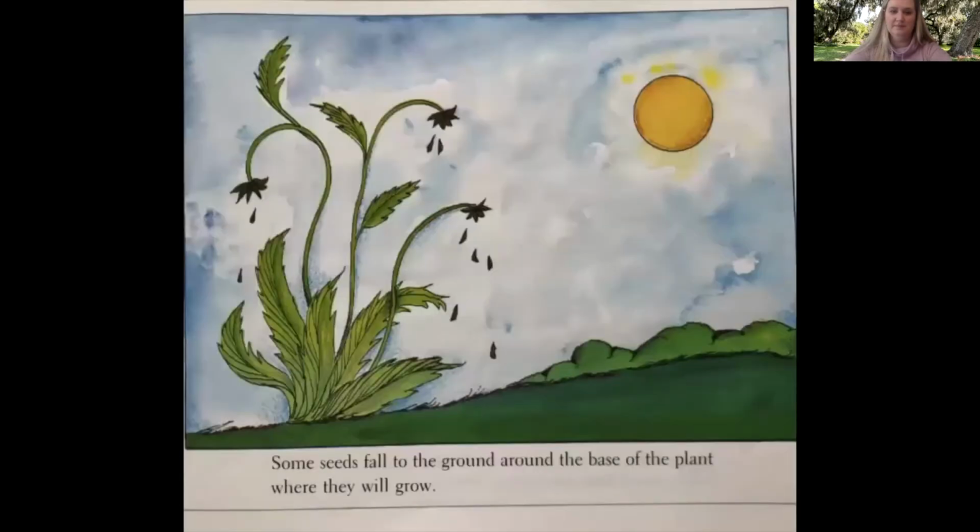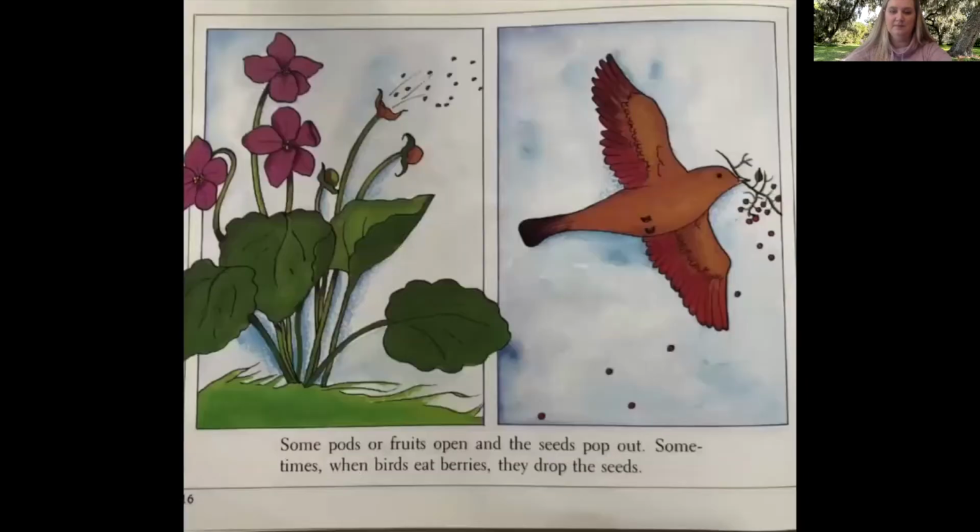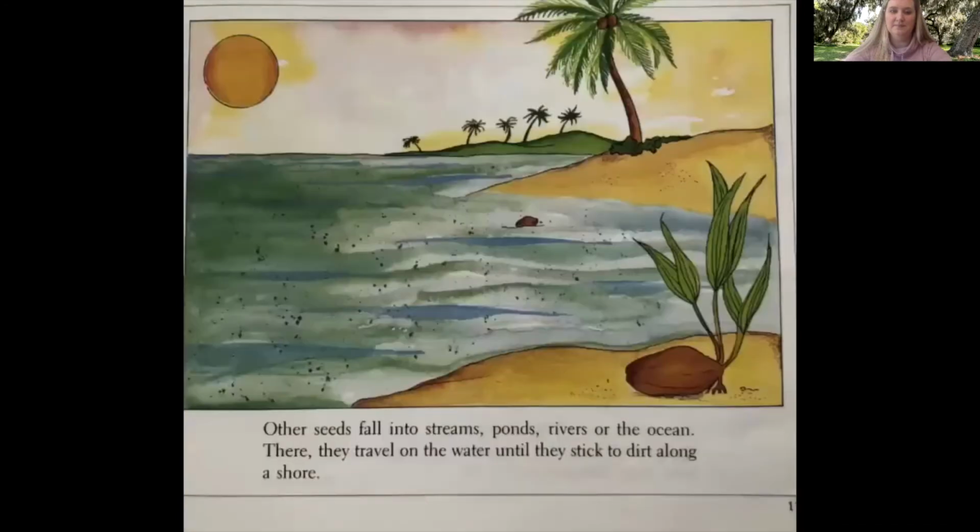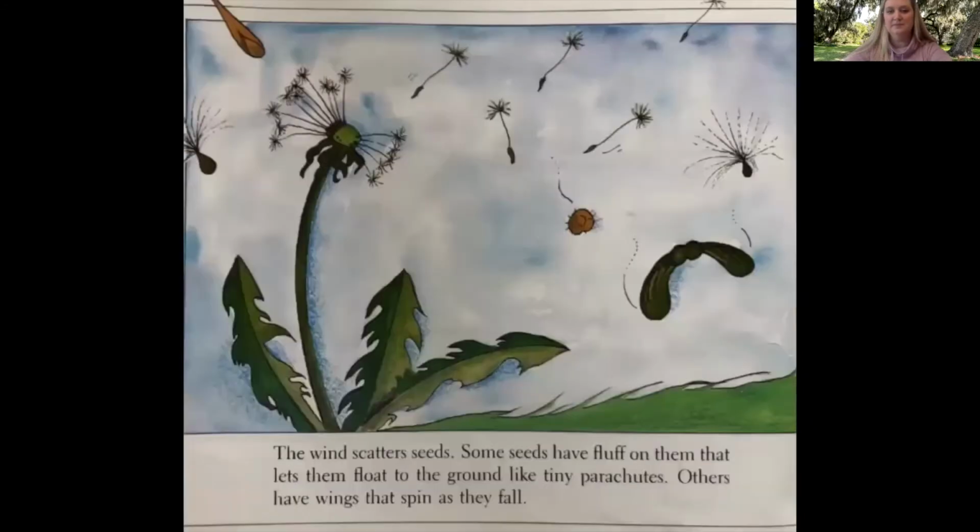Some seeds fall to the ground around the base of the plant, where they will grow. Some pods or fruits open and the seeds pop out. Sometimes when birds eat berries, they drop the seeds. Other seeds fall into streams, ponds, rivers, or the ocean. There they travel on the water until they stick to dirt along a shore. The wind scatters seeds. Some seeds have fluff on them that lets them float to the ground like tiny parachutes. Others have wings that spin as they fall.